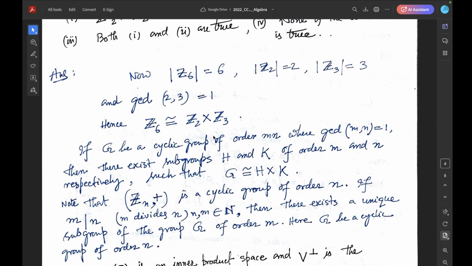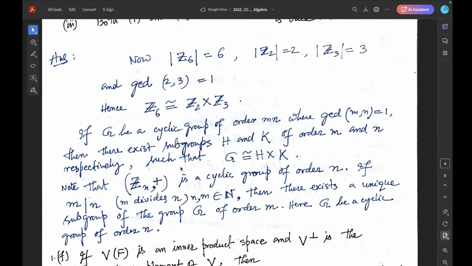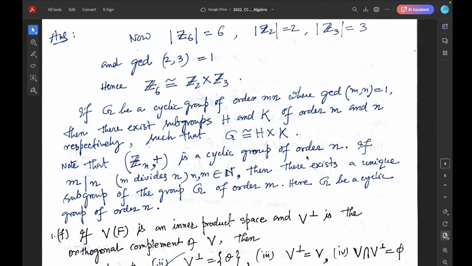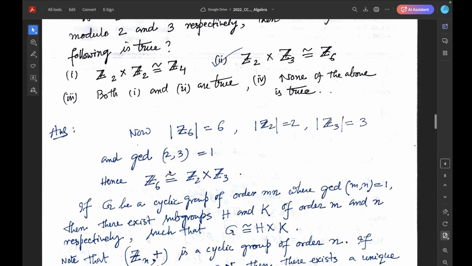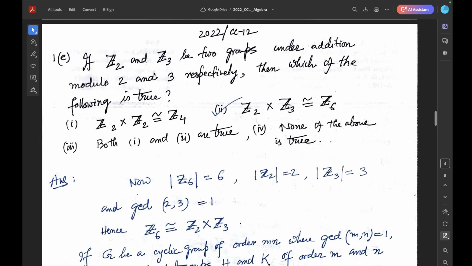The theorem: if G is a cyclic group of order mn, where the GCD of m and n equals 1, then there exist subgroups H and K of order m and n respectively such that G is isomorphic to H cross K. So here 6 equals 2 times 3, and 2 and 3 are prime to each other, so the GCD of 2 and 3 is 1, hence Z6 is isomorphic to this. Note that Zn under addition is a cyclic group of order n. If m divides n, with m, n in the set of natural numbers, then there exists a unique subgroup of the group G of order m, where G is a cyclic group of order n. So the correct option here is 2. Question E, option 2.